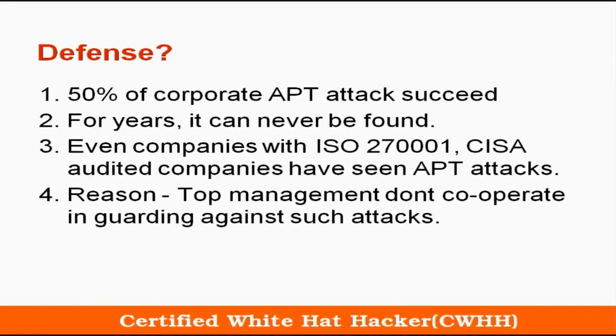So talking about defense, 50% of corporates that were attacked by APTs were compromised. And the worst thing about APTs is that for years they can never be found, and even companies with ISO 27001 certifications and CISA certifications have seen APT attacks, and many of them have succeeded. One of the main reasons for APT attacks to succeed is that the communication between management and security teams is not that good, and they don't help when it comes to guarding against such attacks.